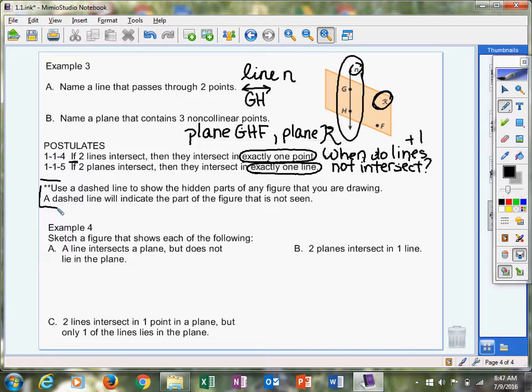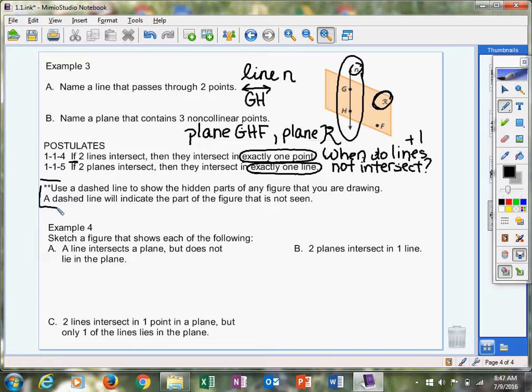Okay, so this is example 4. This is what I was talking about at the beginning of the video, sketching figures. Some of you may be like, I don't like doing that, I'm not good at it. Some of you are very artistic and creative. I just want to challenge you. Just try. You might surprise yourself.